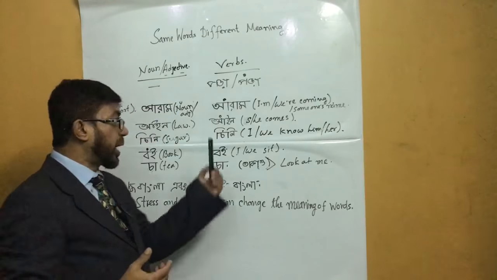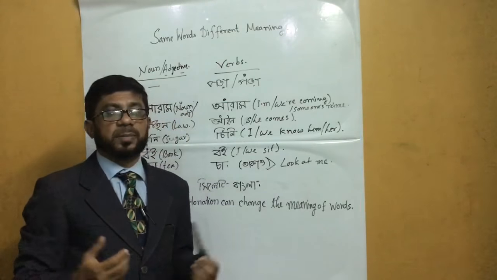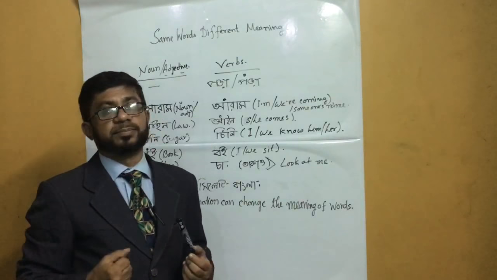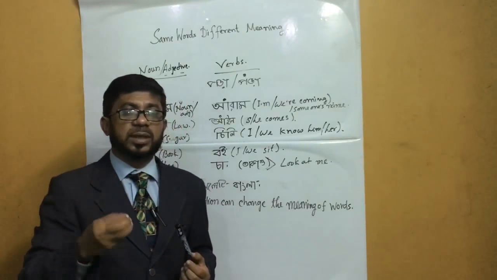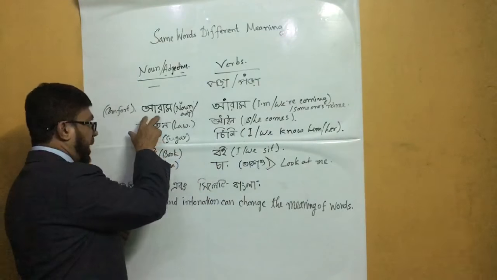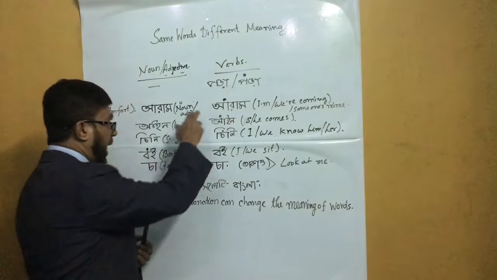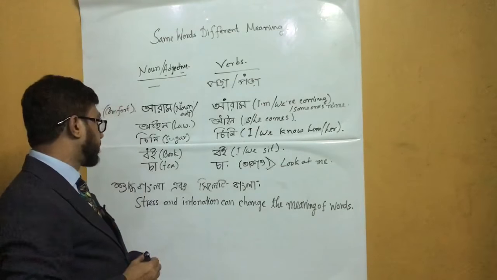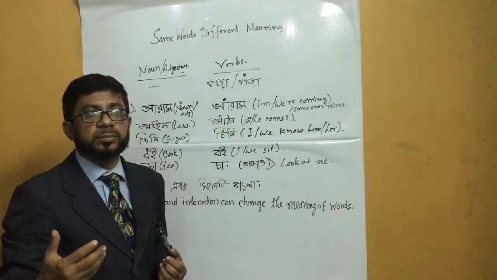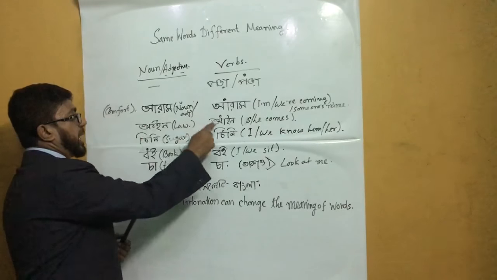Well, another thing is that Aram is also a proper noun. That means my name is Aram. Amar naam Aram. Ami Aram. That is, my name is Aram, I'm coming. Aram, comfort, as well as a proper noun, people's name. Aram, that means I'm coming or we are coming. Listen and say. Aram, Aram.